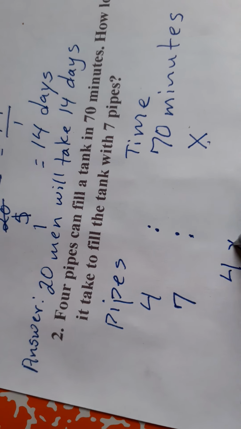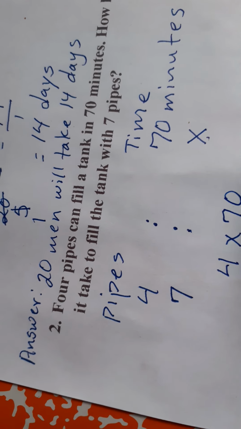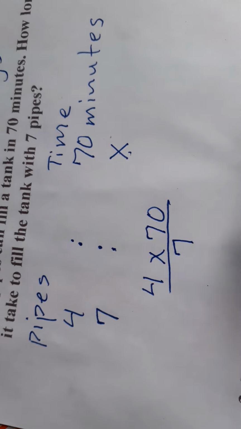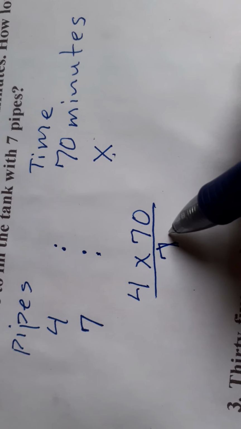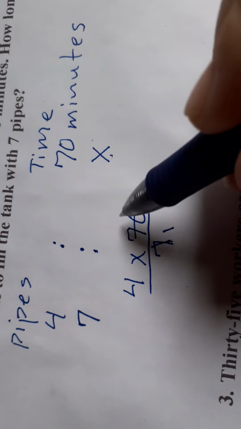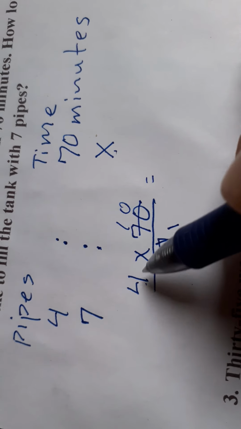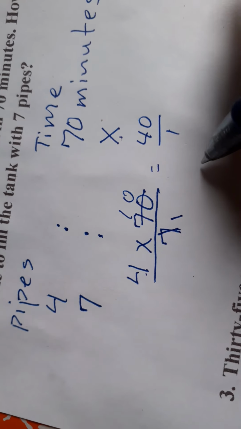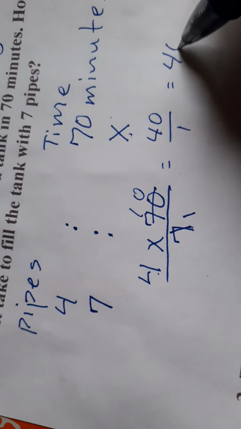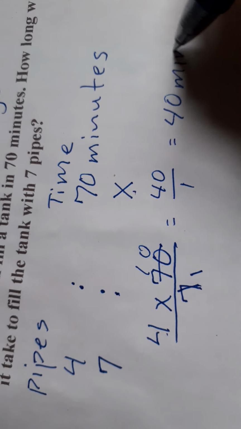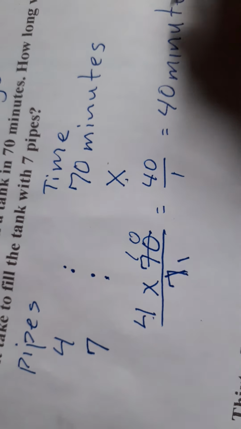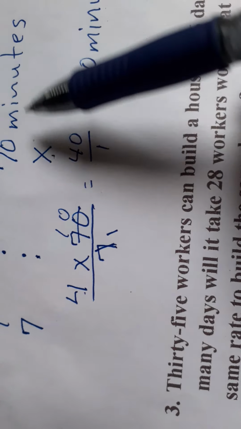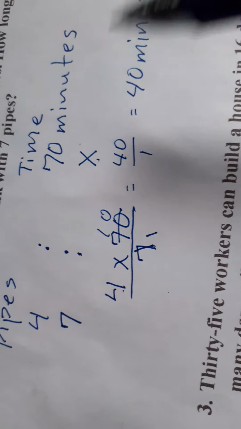So we say 4 times 70 divided by 7. 7 can cancel by 7 one time and into 70 10 times. 4 times 10 gives us 40 over 1. 40 divided by 1 is equal to 40 minutes. Remember, name your answer. It's very important to name your answer. What's the name of the answer? The same one that the X is under, minutes.